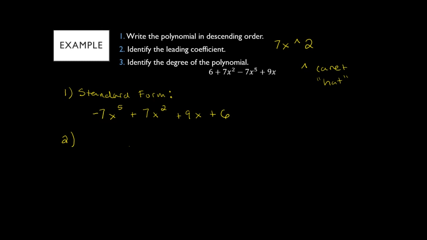So step 2 is the leading coefficient. That is the number in front of the highest term. That's going to be negative 7, because that is what we've got right in front of that x to the 5th. And then the degree of the polynomial is the highest exponent. You just look at your exponents, and the highest one is 5. So pretty straightforward. Are there any questions?